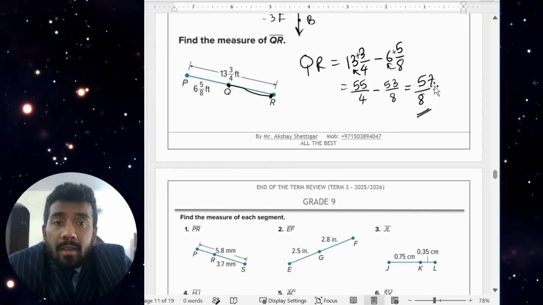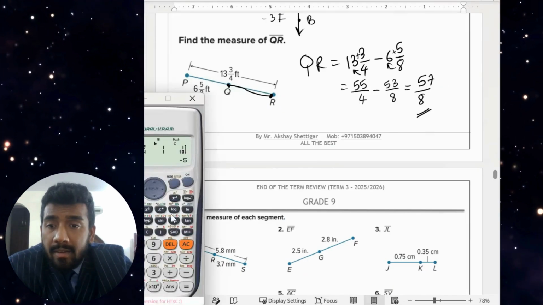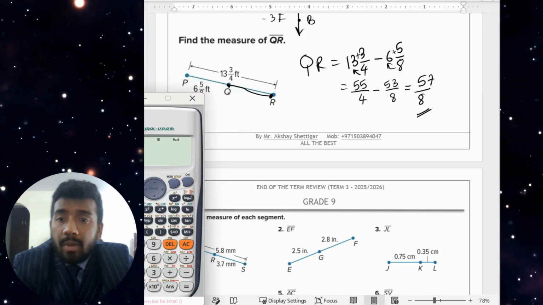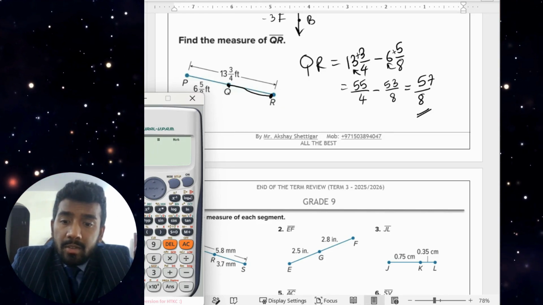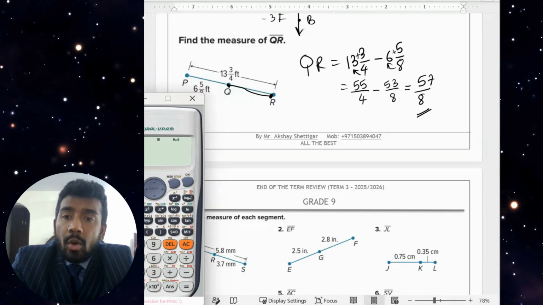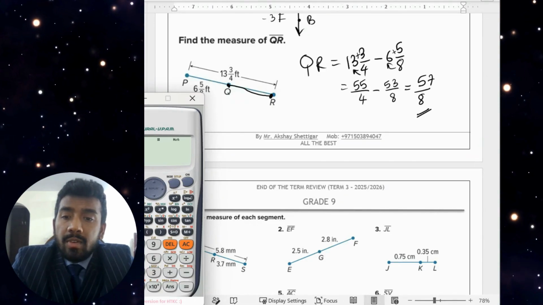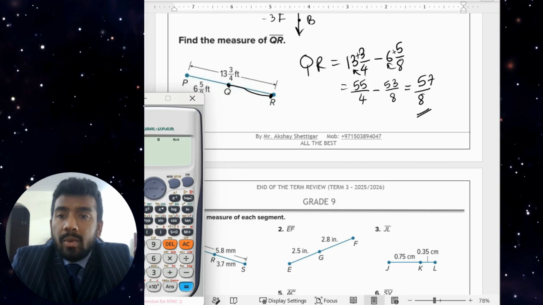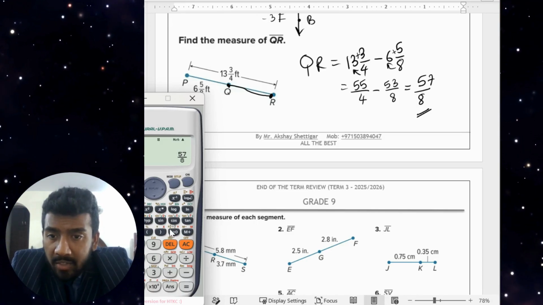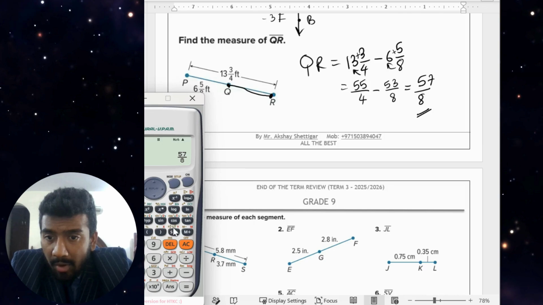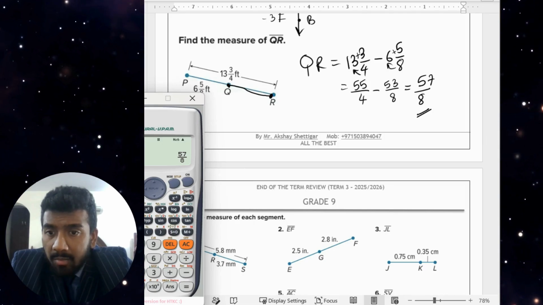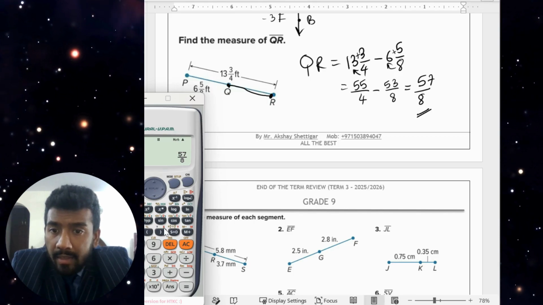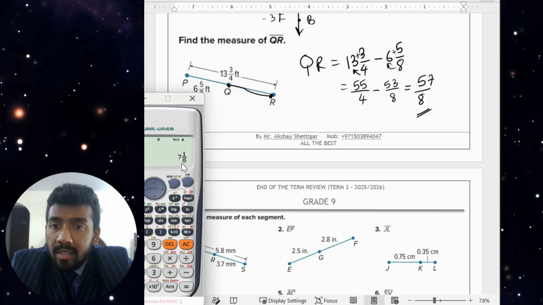Easy. What is this number, 57 over 8? Let me see whether the calculator can do it. Okay, mostly I think it can do it. So how did we do? We do 54 over 4 minus 53 over 8. So what do you get? Now if you see the mixed fraction, just above the SG there's a mixed fraction symbol. So I should click shift and then click this. Okay, so you see this is the mixed fraction.